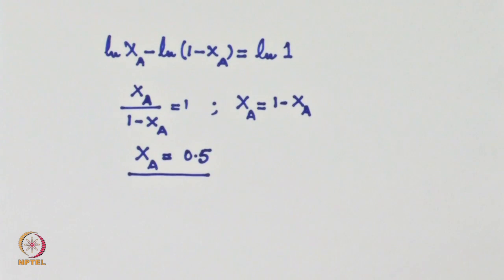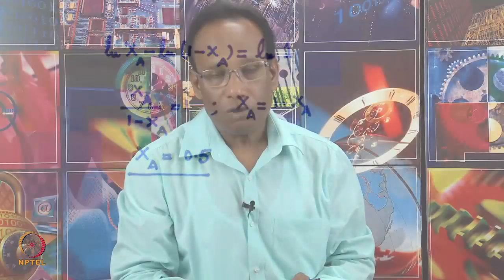We have been able to find out the mole fraction of one of the components when the entropy of mixing will be maximum, and you see how we found the maxima: by taking the first derivative and setting it equal to 0.